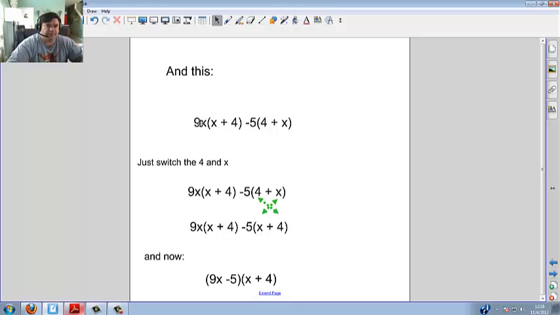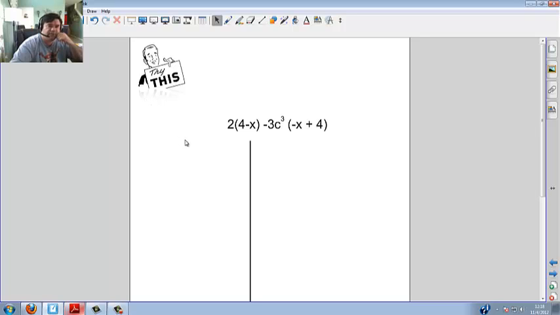And this. Go ahead and try. Well, actually, don't try yet. Let me show you something first. You know how x plus 4 and 4 plus x are simply switched? Because they're both in the parenthesis, I can move those around. I can make 4 plus x become x plus 4, and that's okay. It's part of the commutative property. Now, because they're both being times by x plus 4, 9x and negative 5 is, I can put 9x minus 5 times x plus 4. And there you have it.